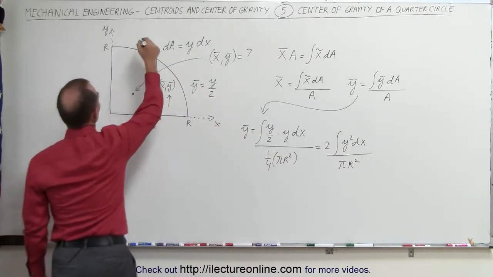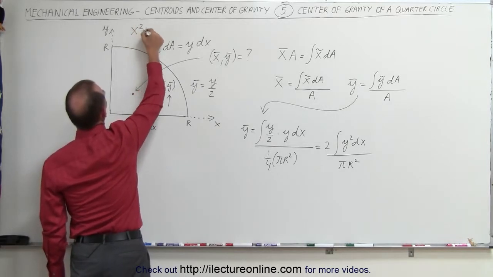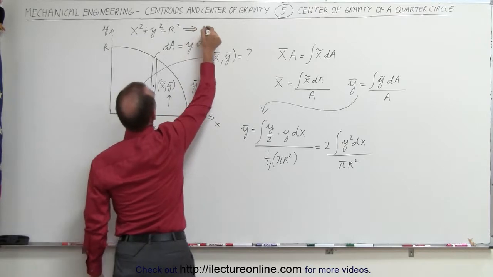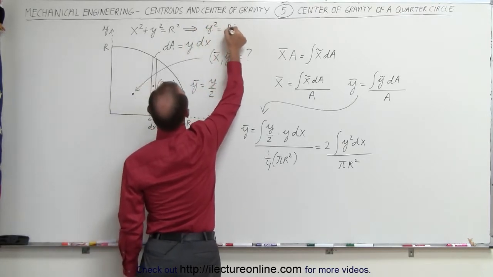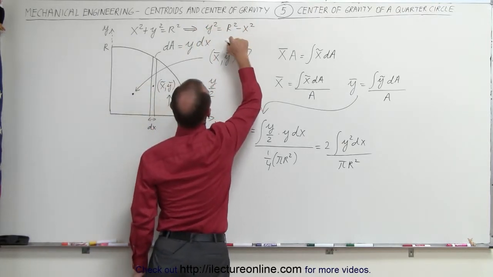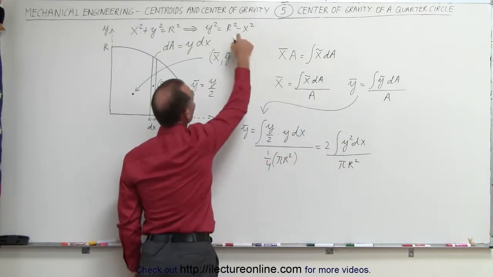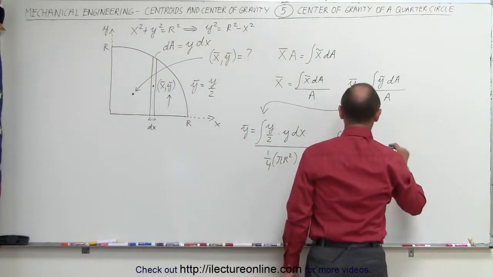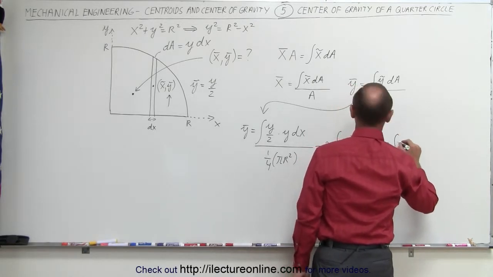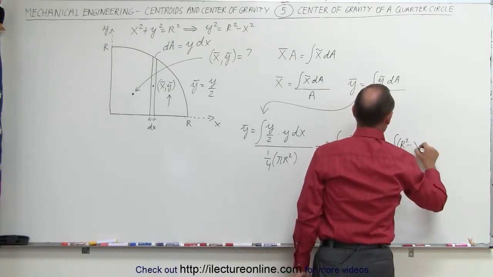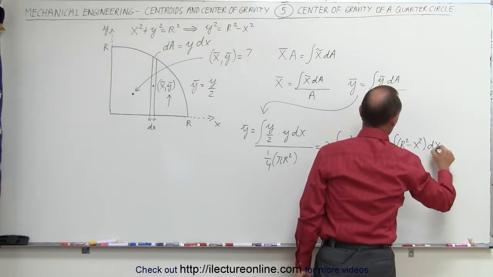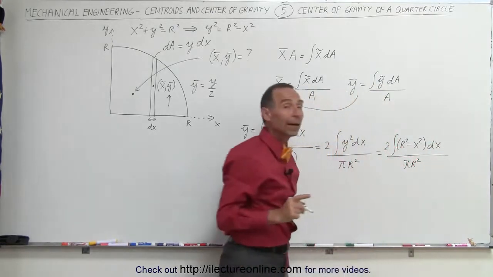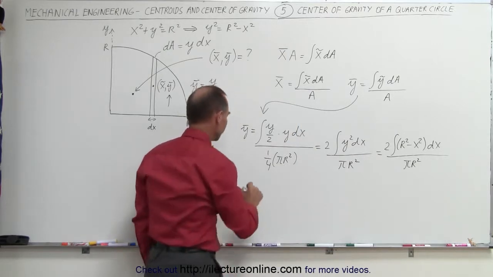The equation of the circle can be written as x squared plus y squared is equal to r squared, which means that y squared is equal to r squared minus x squared. And I can substitute y squared for r squared minus x squared. When I do that, I get the following. This is equal to 2 times the integral of r squared minus x squared times dx divided by pi r squared. Now I can go ahead and integrate the numerator.